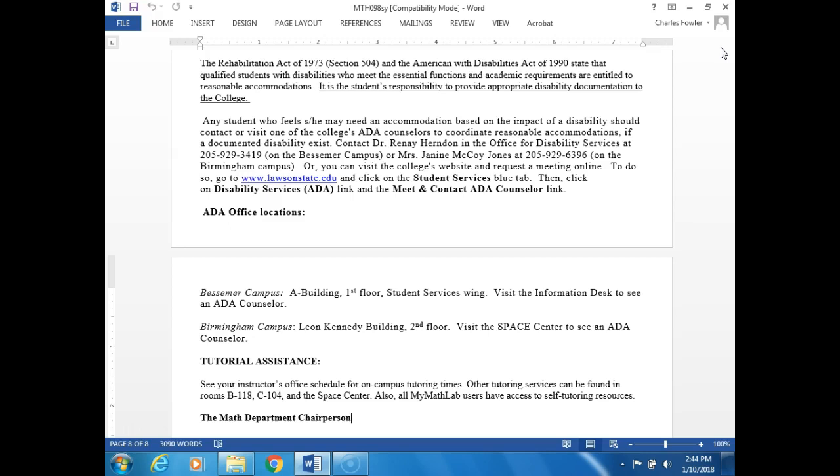On the Birmingham campus, it's the Leon Kennedy building. Y'all know where that is. That's where the cafeteria and the police and all that are. They're on the first floor. Up on the second floor is the bookstore and other stuff, including the Space Center. That's where Mrs. McCoy-Jones is, okay, for that counselor.